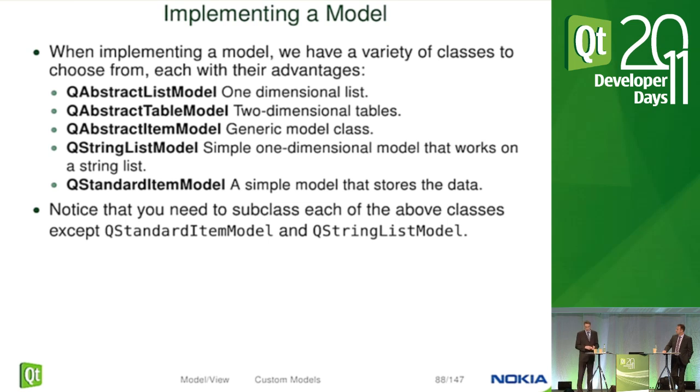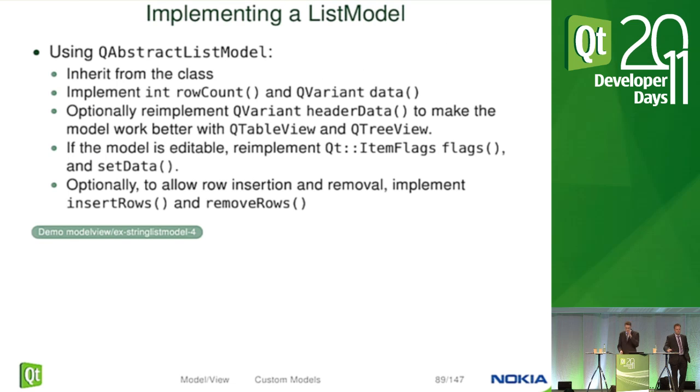There are 2 other ones, string list model and standard item model, which are different in the sense that you copy the data into those instead of them being adapters on your actual data. So we'll not look at those for now, but we'll start with the abstract list model. So the easiest case, just one-dimensional list, single column, multiple rows.